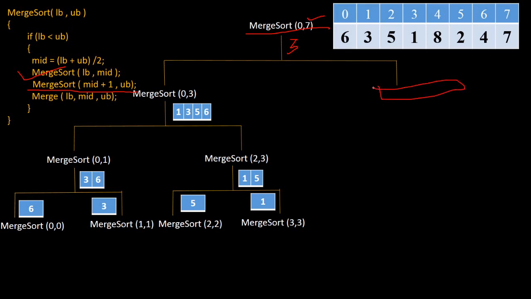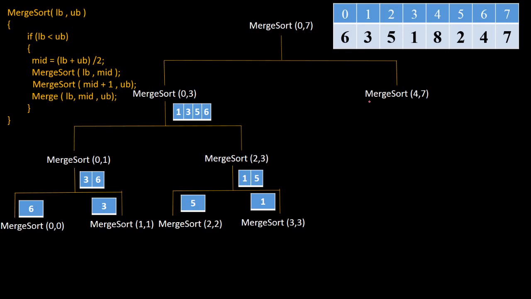Here it will be merge sort 3 comma 7, right? Okay, so let us see. Yes, sorry, 3 is the mid value, so here it will be 4 comma 7.